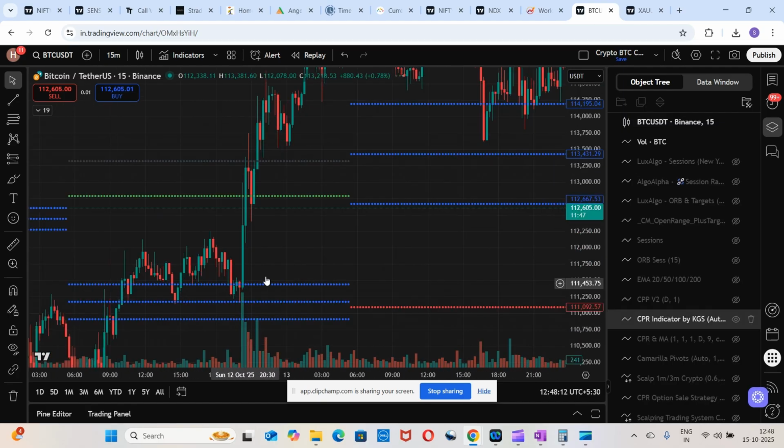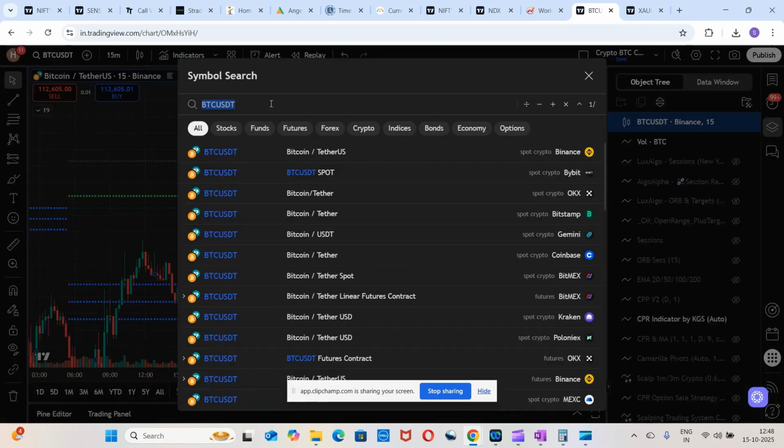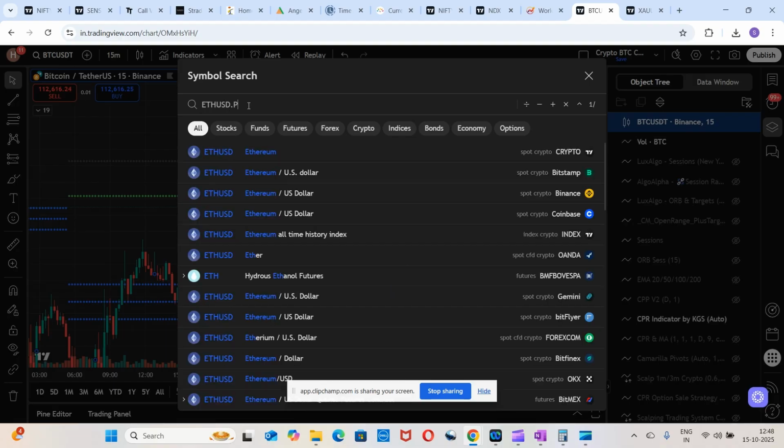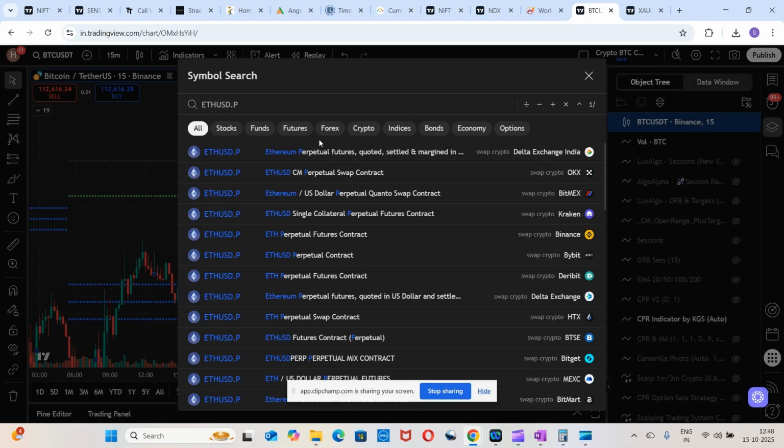Again, it acts as support and resistance also. So nothing different as far as Bitcoin USDT is concerned. It's the same. This is a manual strategy. This is not an automated one. Okay, so let us see Ethereum perpetual futures on the India exchange.